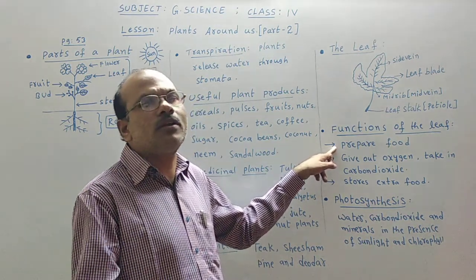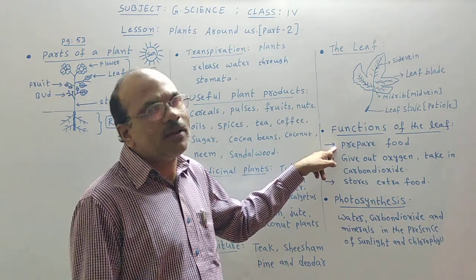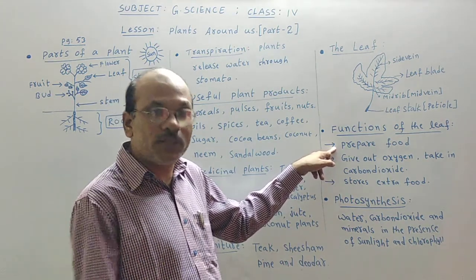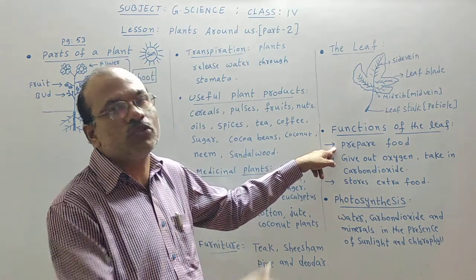Because in our houses there is a kitchen for us, no? The same way, the kitchen of the plant is the leaf, because it is preparing food with the help of those things for us.